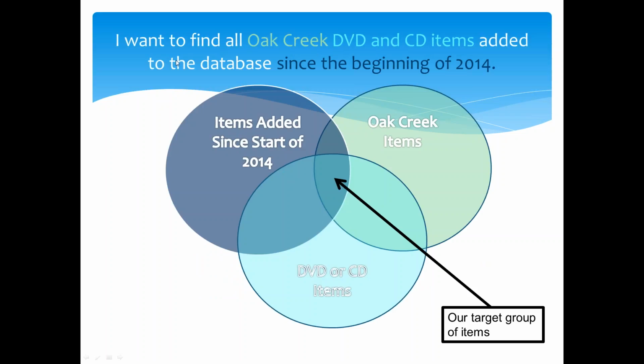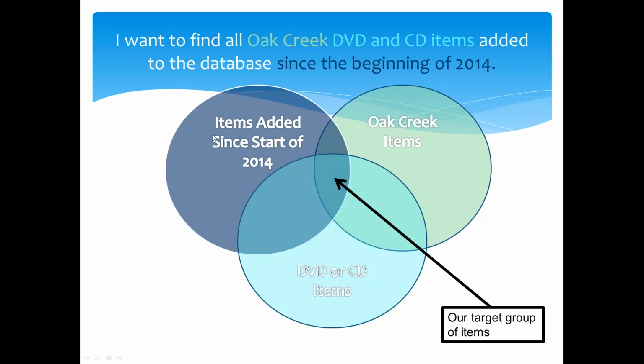When I have a complex problem like the one displayed on the screen here, I generally have to think about breaking this topic or statement into a number of different pieces, using keywords to identify certain sections of the database that I want to join together using operators like and or or. So let's use this Venn diagram as an example. I want to find all Oak Creek DVD and CD items added to the database since the beginning of 2014.